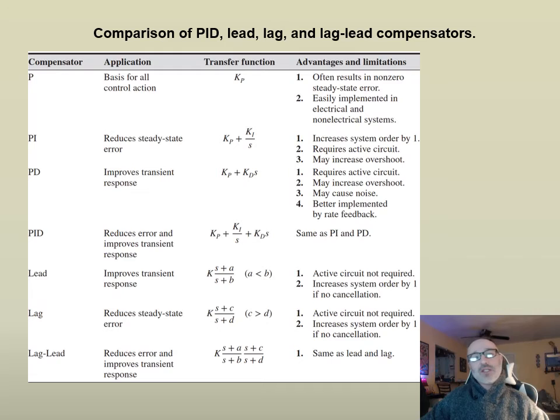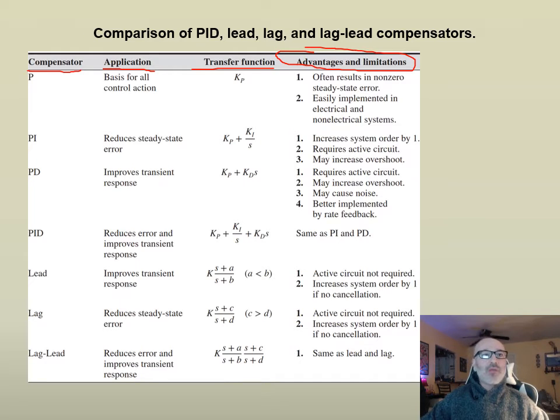So this is a table from our textbook that compares our different types of compensators. I think this is a great reference if we're not sure which compensator we want to use for a particular application, with some of the advantages and limitations of each. We can come to this table and see, okay, this is our application. This is the recommended compensator for that application. Here's our associated transfer function. And then we can also take a look at the advantages and limitations of using that type of compensator.